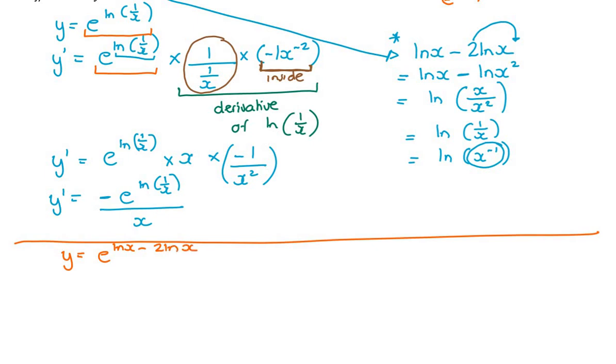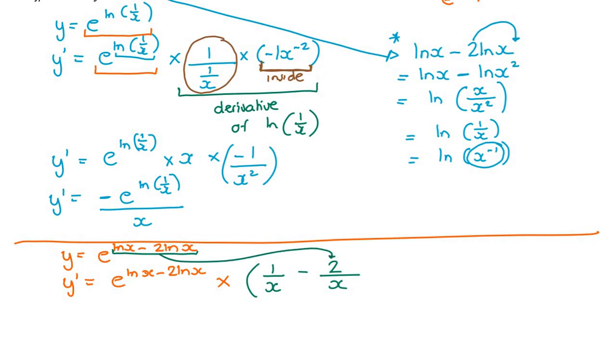The derivative of e to the power of something, if I don't do a log law: the derivative of e to the power of something is e to the power of that exact same thing, ln x minus 2 ln x, multiplied by the derivative of the inside. Now the inside function is this exponent. Can I differentiate that? Well, ln x differentiates to 1 over x, and minus 2 ln x will differentiate to minus 2 over x, because remember 2 is just the coefficient, so the 2 just stays, and ln x is 1 over x.